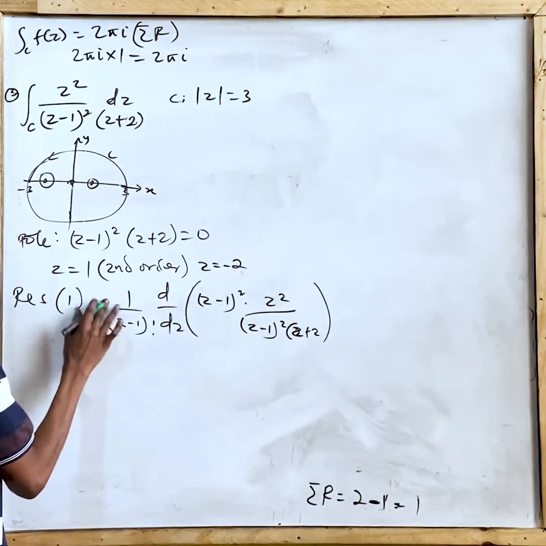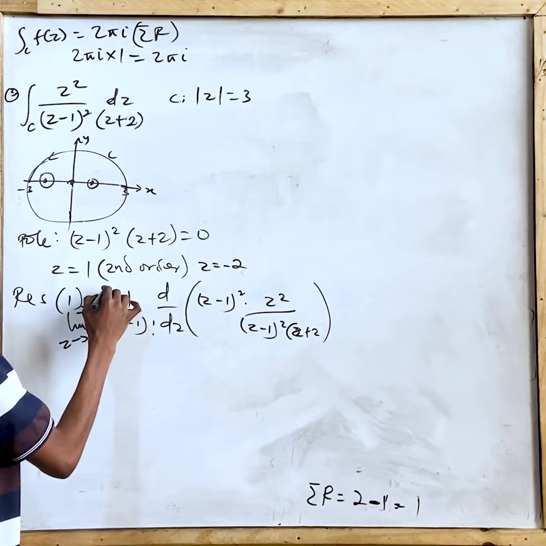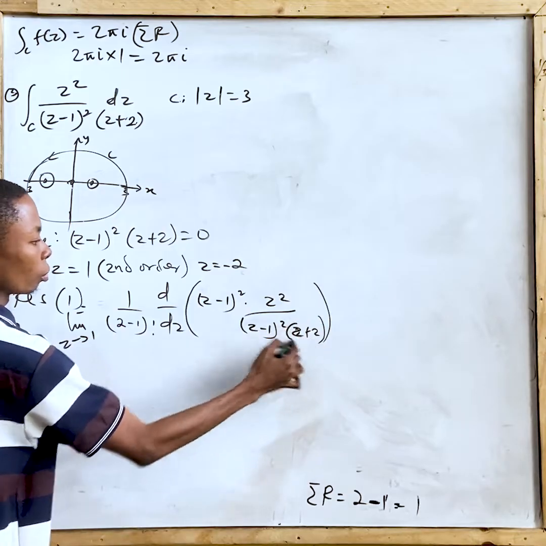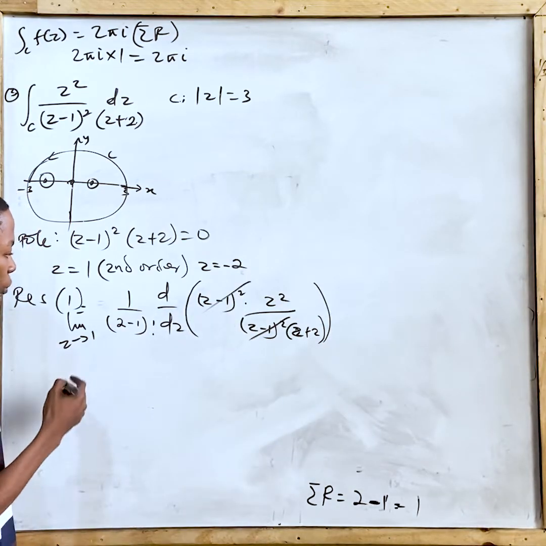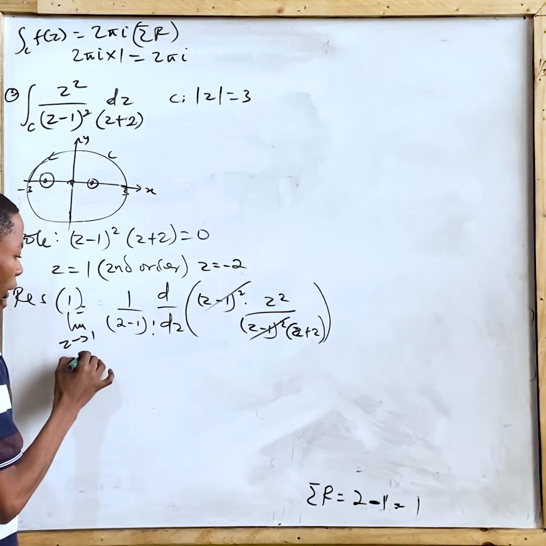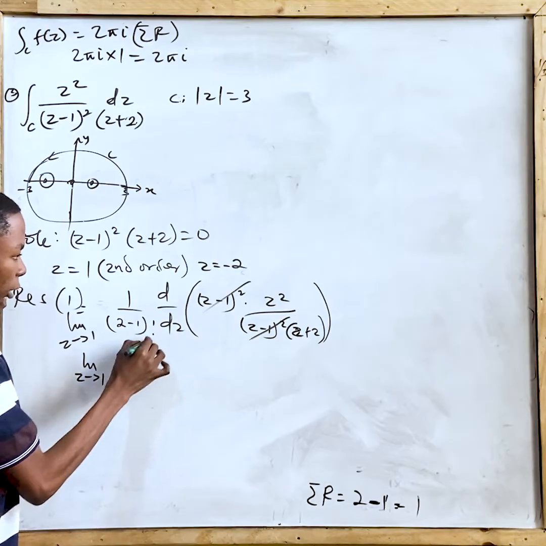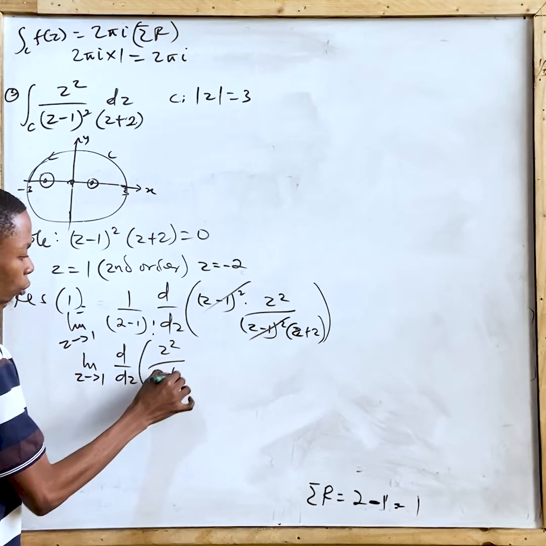We are taking the limits. Let me put the limits. Limits as z approaches 1 of all these. So z minus 1 squared cancels z minus 1 squared. 2 minus 1 is 1. Limits as z approaches 1 d dz of z squared over z plus 2 now.